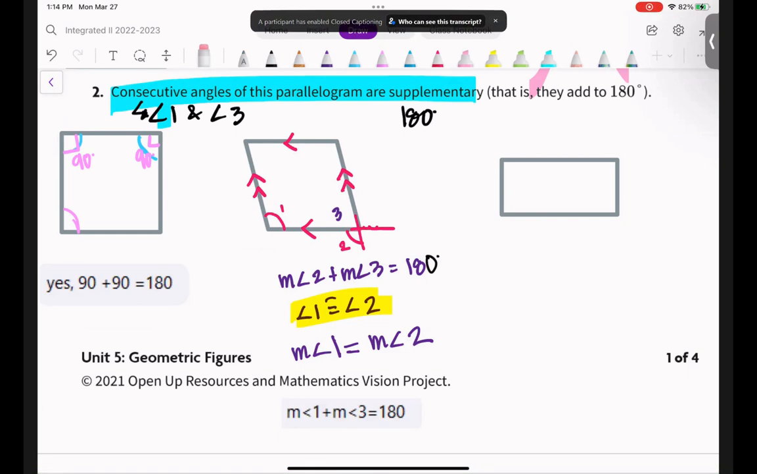Yeah, that's right. So I'm going to write this out for you so you guys can see it. Do you guys see how measure of angle 1 is the same as measure of angle 2? So instead of me writing measure of angle 2 plus measure of angle 3, I'm going to write what instead of measure of angle 2? What did we write instead of measure of angle 2?